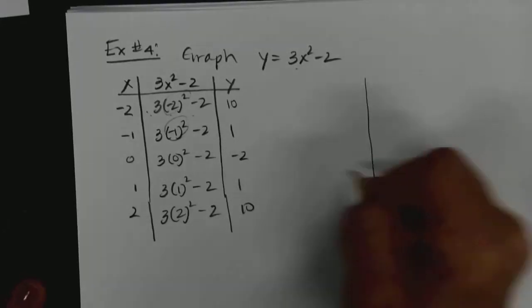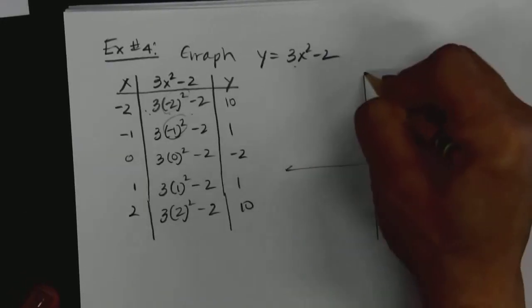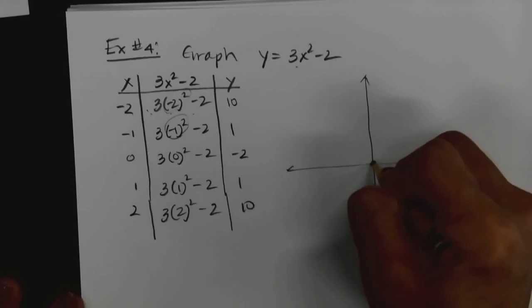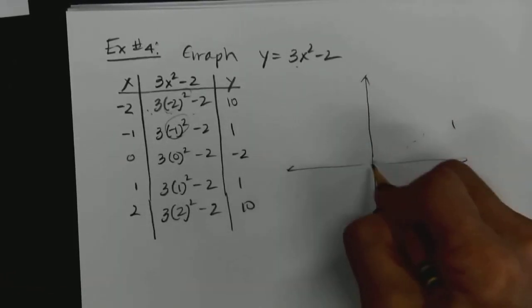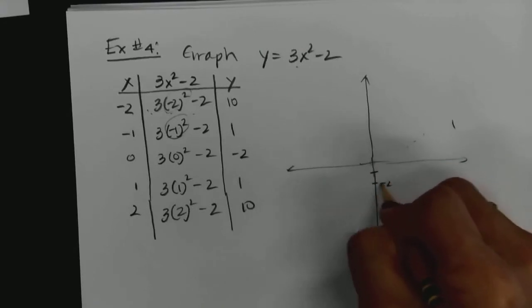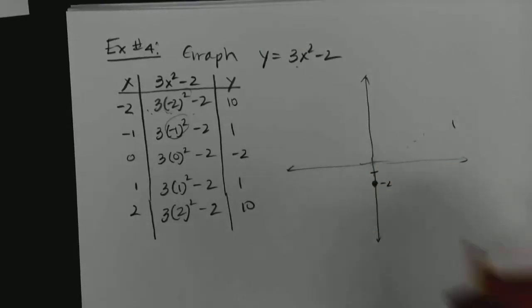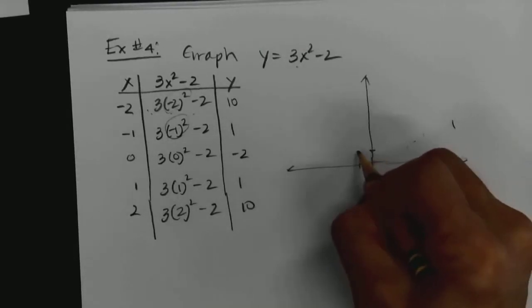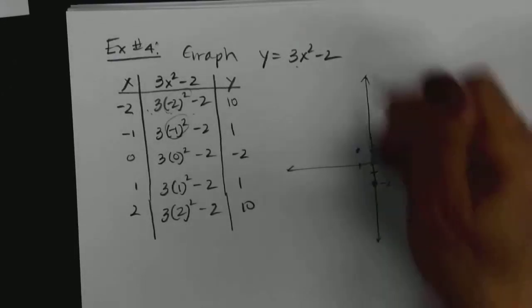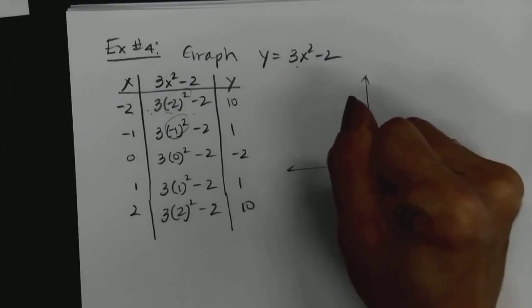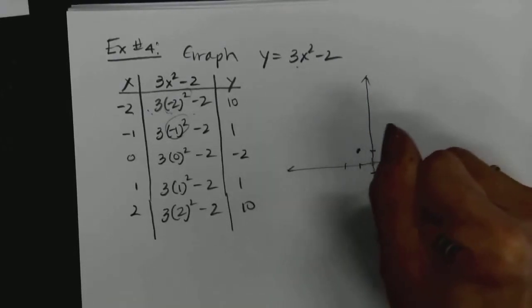Okay, so I'm just going to plot the three main ones in the middle. So here's the vertex, 0, negative 2. Here's that point. And then I got negative 1, 1 and 1, 1. And then I guess I could go all the way to 2 and negative 2, but it's way up here. So I'm just going to do this.